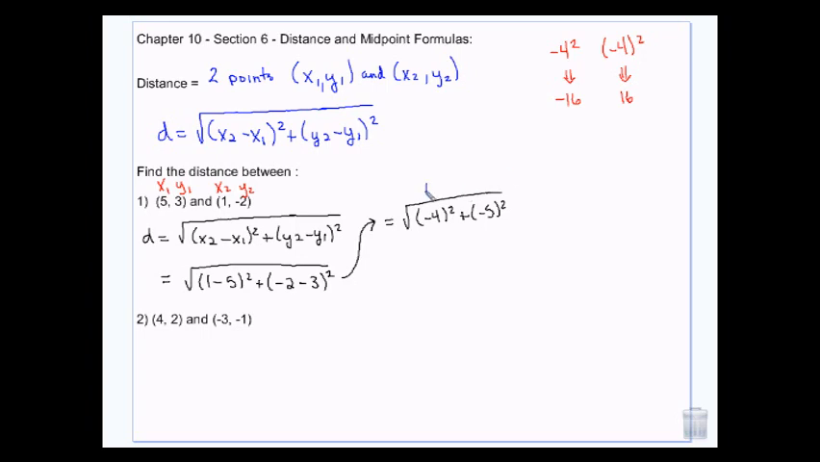So keep them in parentheses until you square them, just to be careful. So this ends up being the square root of 16 plus 25, which ends up being the square root of 41. And that can't be simplified because 41 is prime. So I'm done. So d equals the square root of 41. So the distance between these 2 points is the square root of 41.